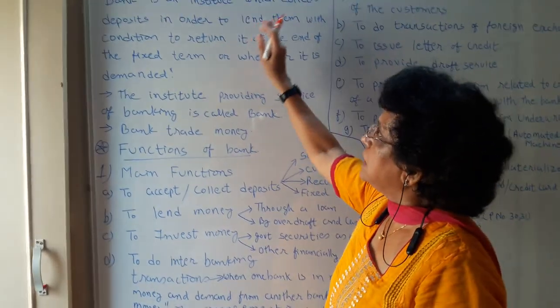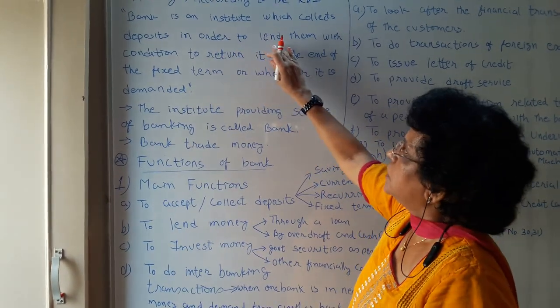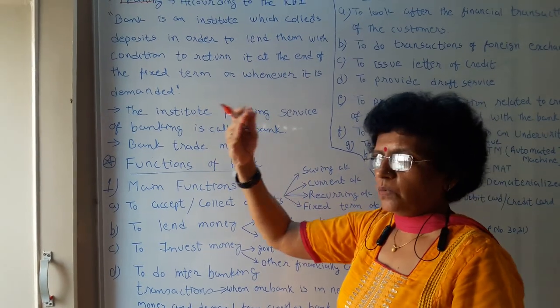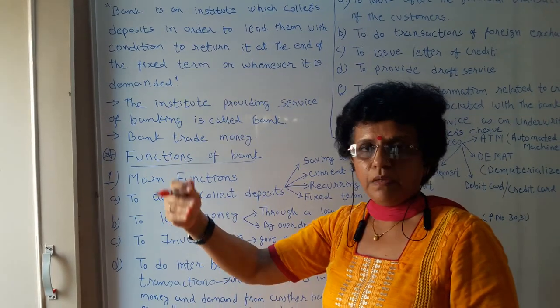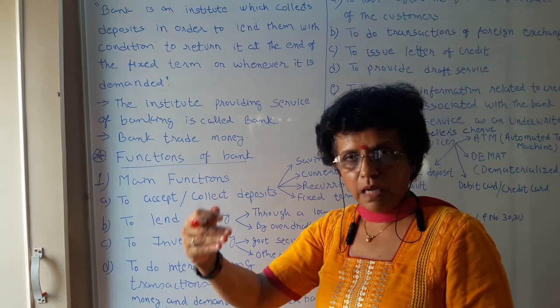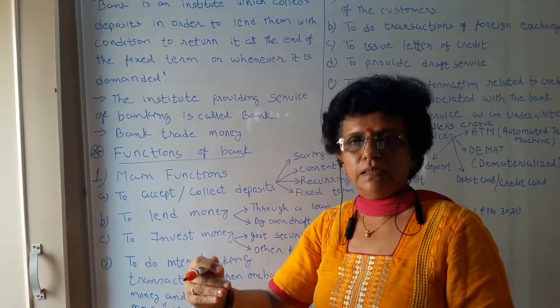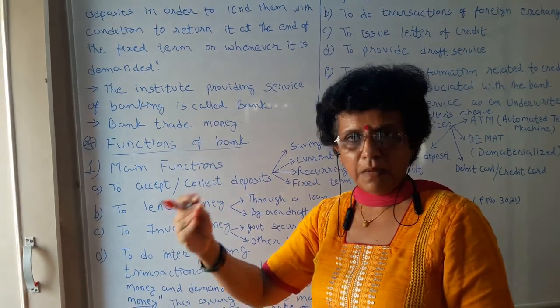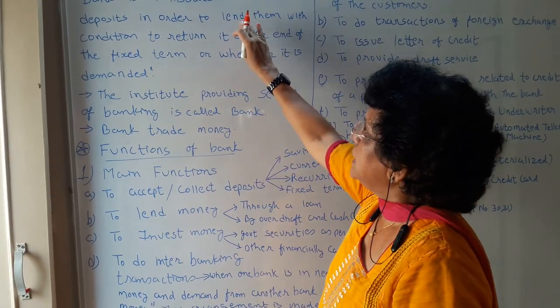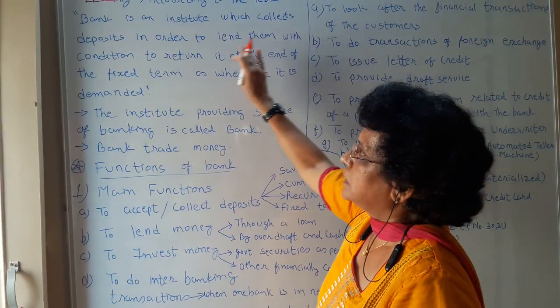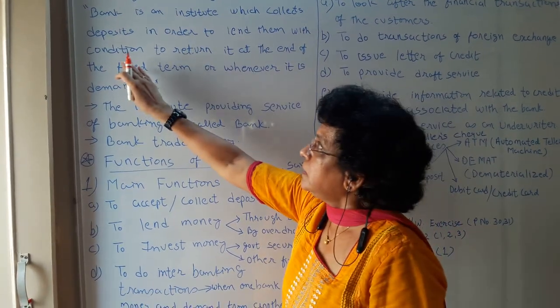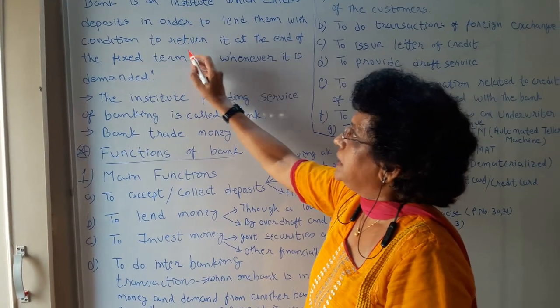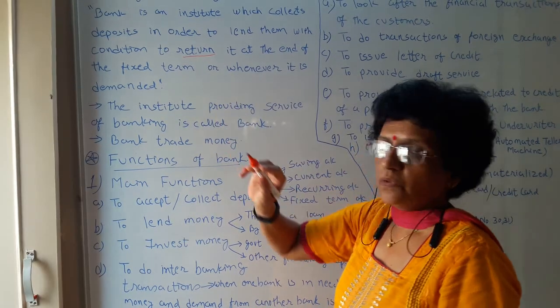Why is the bank collecting the same money? Because the bank wants to give it to those who are in need. The businessmen are there, the individuals who have personal needs, those who want to start their business or a startup activity. So those who are in need of money ask for the money. Here the condition is that this money is to be returned. It is not given to you forever.